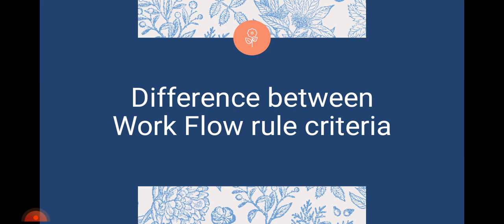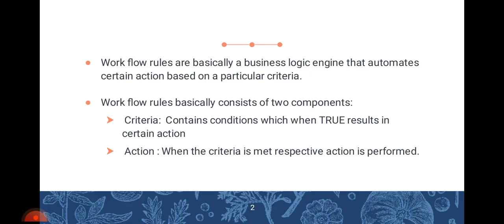So, let us start from the basics. Workflow rules are basically a business logic engine that automates certain actions based on a particular criteria. A workflow rule consists of two components: criteria and action. Criteria consists of conditions which, when they become true, a particular action is performed, and when false, the record gets saved without any action. And action is the ultimate result. When the criteria meets the rule, the action is performed.